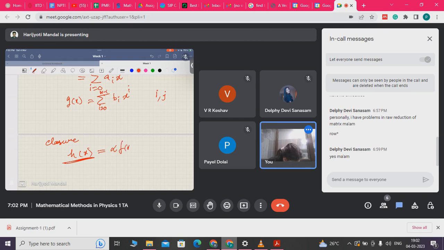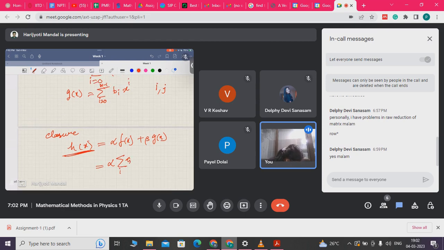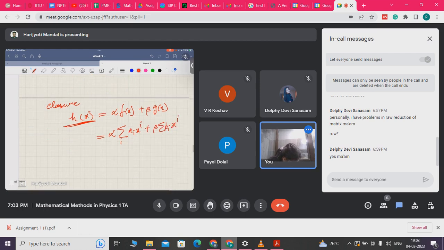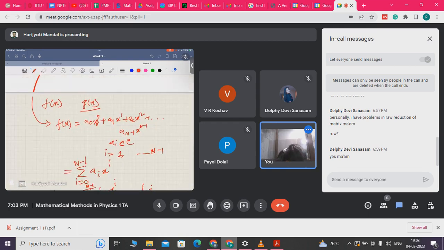So first, the closure property. We assume a function h(x), which will be alpha f(x) plus beta g(x), similar to the previous one. So we can write this as the sum over i of alpha ai x^i plus beta bi x^i.